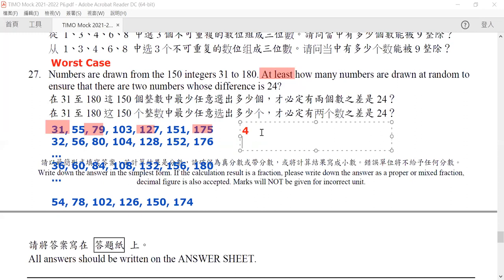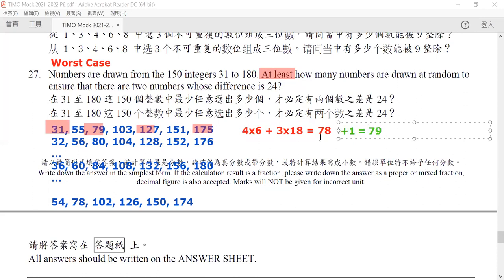So in total it will be equal to 4 times 6 plus 3 times, because it's 31 to 54, it will be equal to 24 of them. 24 minus 6 will be 18, and hence it will be 4 times 6 plus 18 times 3, which is 78. But 78 is the worst case scenario, so we know that we need to add 1 here. So our answer will be equal to 79. 79 is our answer for question 27.